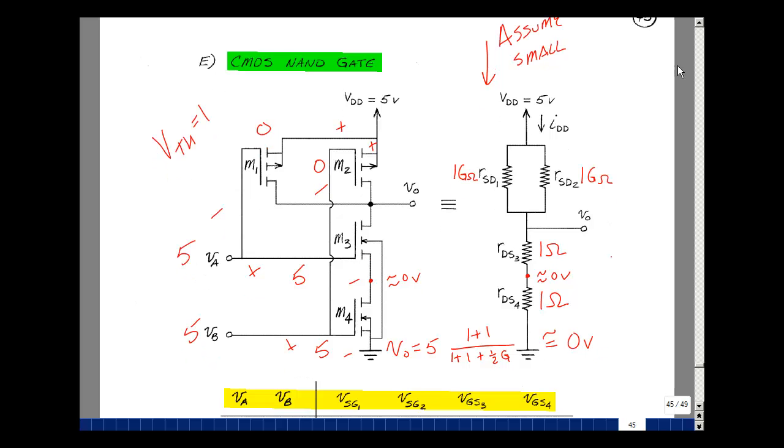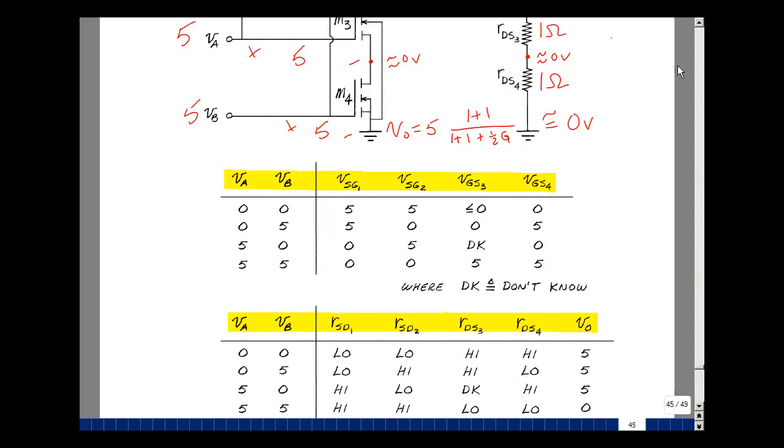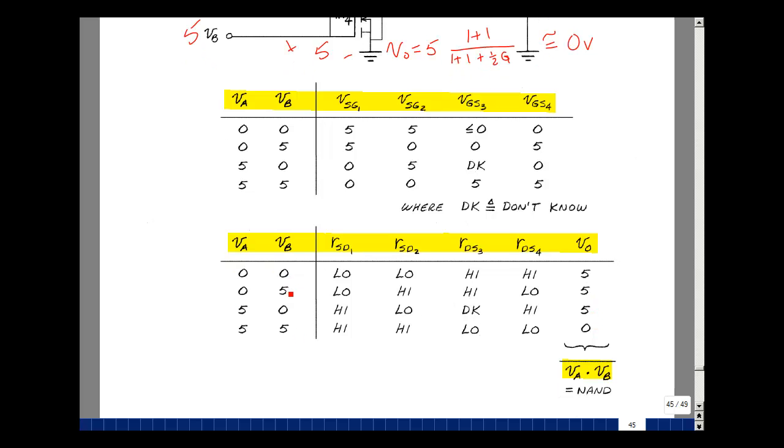Take a look at the table below. Here's what we just did in the previous cases, plus this one. So we had a less than or equal to 0. We had don't know, just like we did for the NOR gate. And here's our output. It's 5, 5, 5, 0 for the different combinations of input. When both inputs are 0, the output's high. One high, one low, same thing is true, but when they're both high, it's equal to 0. And this is the AND function negated. And this is how a CMOS NAND gate works.